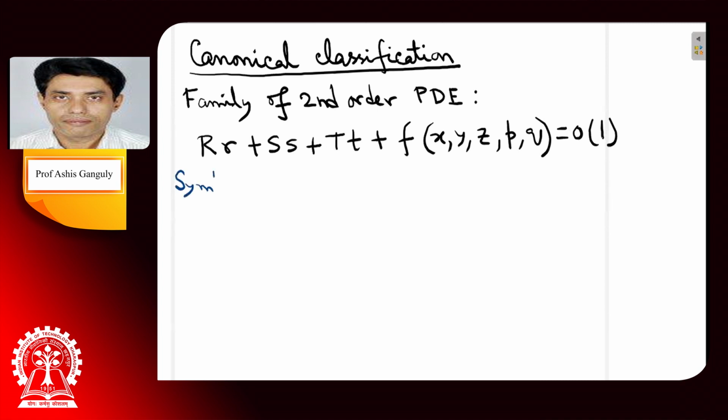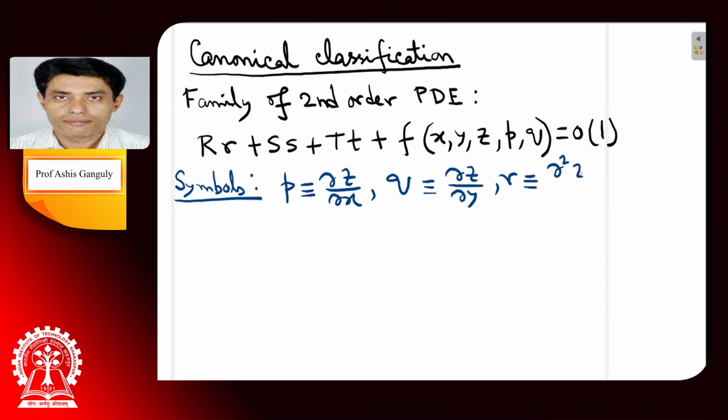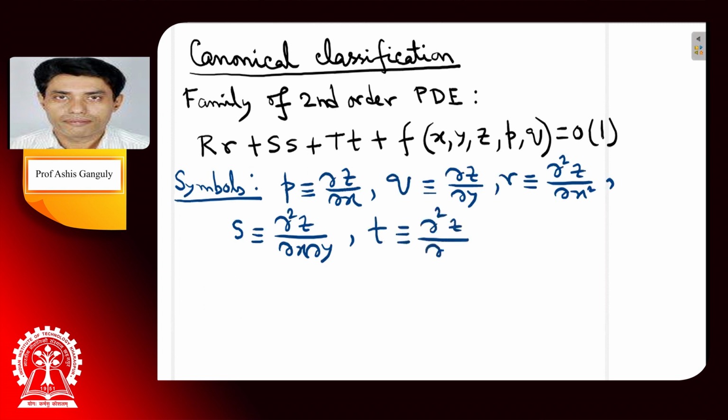Symbols, for your convenience, I am again writing: p is del z del x, q is del z del y, small r is del square z del x square, small s is del square z del x del y, and remember that del square z del x del y and del square z del y del x are same, and small t is del square z del y square.